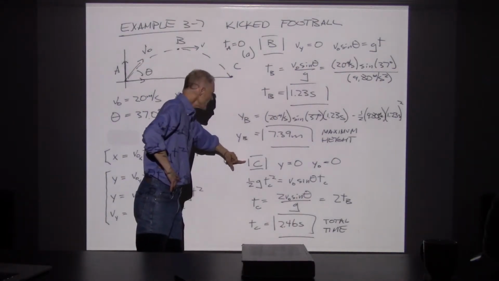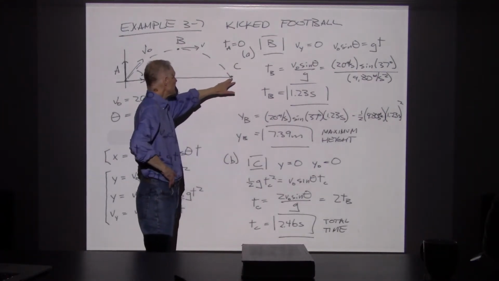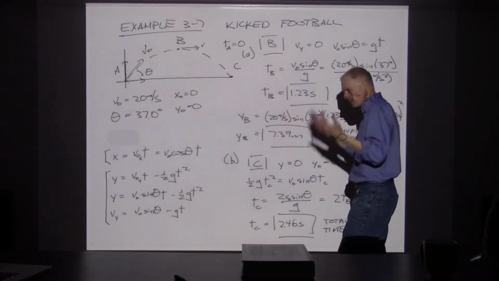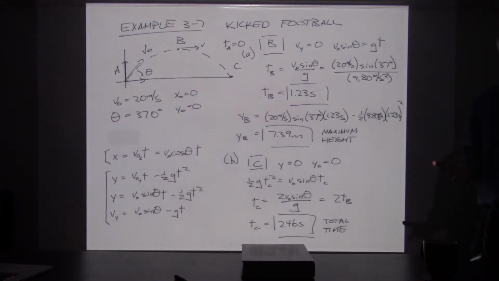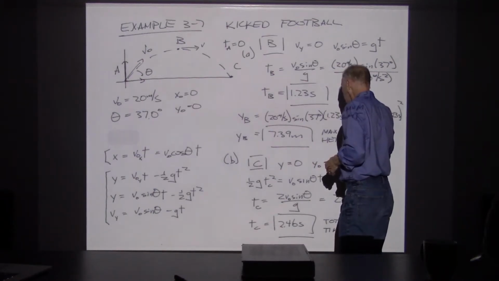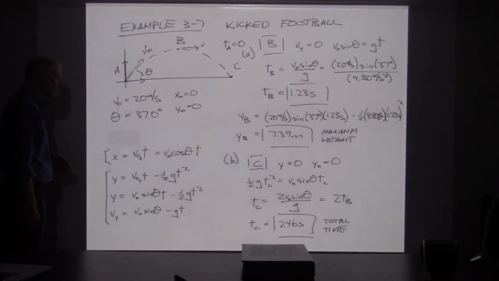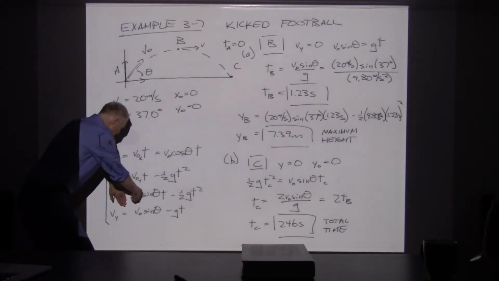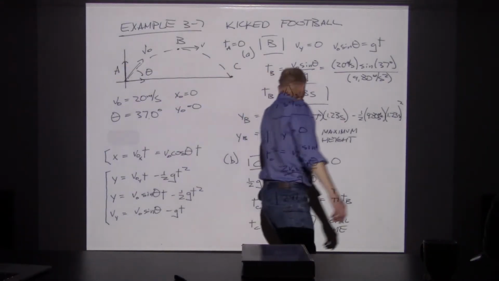So part B says, how long are we going to be in the air? Now, there's another way we could solve this. Part C is characterized by y equals 0, because it came back down and hit the ground, and with the coordinate system that we've set up, that corresponds to y equals 0. So y equals 0, and y naught equals 0 too. Then what I'm going to get is this formula where v naught sine theta t equals 1/2 g t squared. So that's what I wrote down.